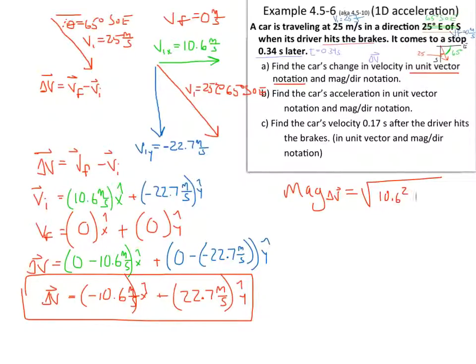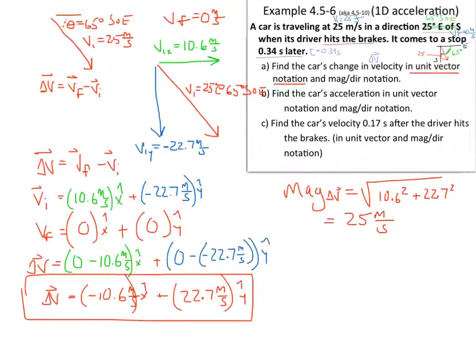10.6 squared plus 22.7 squared. I didn't put the negative 10.6 in there because the negative is going to go away anyway. But this is going to give us the magnitude of this change in velocity vector. 10.6 squared plus 22.7 squared to the 1/2 power, 25 meters per second. All right, 25 meters per second, and that should sound familiar to you. That was the original velocity, and if it comes to rest, then we can say our change in velocity is 25 meters per second.